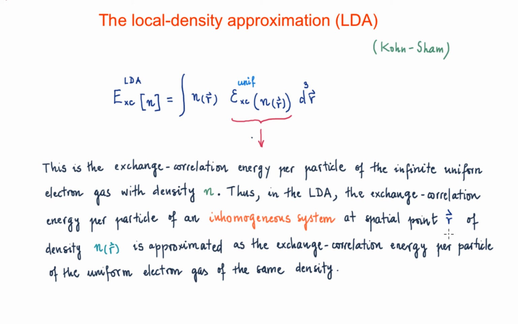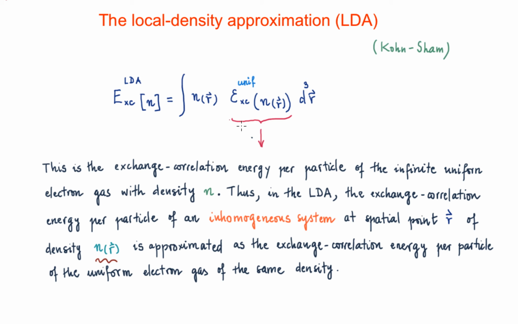So in this LDA, the exchange and correlation energy per particle of an inhomogeneous system at a special point R, where the density at this point is n(r), is approximated as the exchange and correlation energy per particle of the uniform electron gas of the same density. So we are going to use the expression for the uniform electron gas in terms of the density, and substitute it with the density you have at this point R. And then you do this integration here, and you can calculate the exchange and correlation energy functional within the LDA approximation.